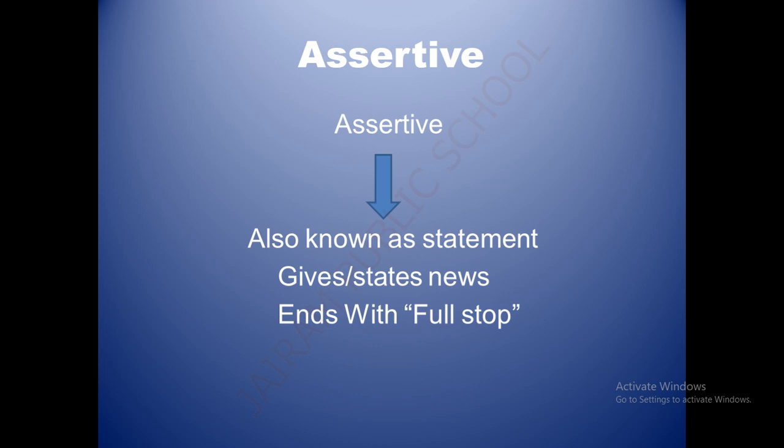Why is it named as statement and declarative? It states news to the reader. It gives complete news to the reader. That is why it is named as statement or declarative. And these types of sentences end with a full stop. This assertive is further divided into positive sentences and negative sentences. That is totally different. Clear? So assertive is the first kind we are seeing now in the topic, kinds of sentences.